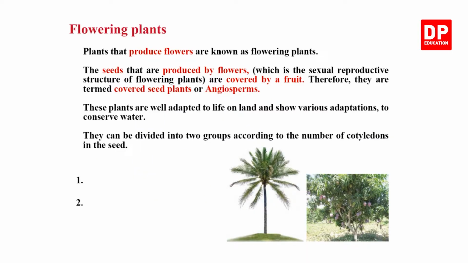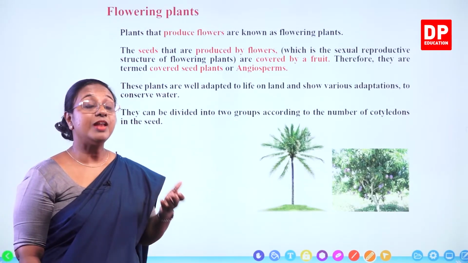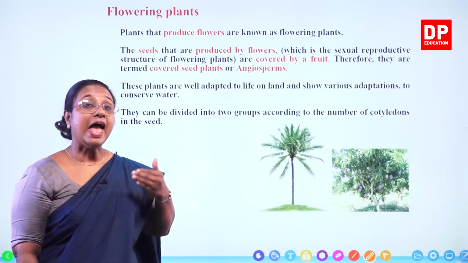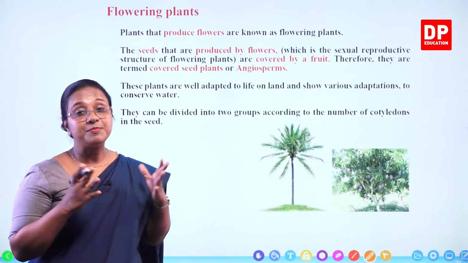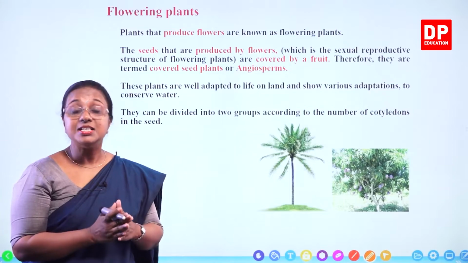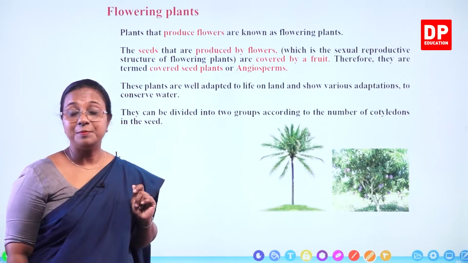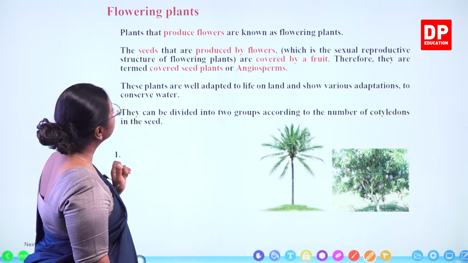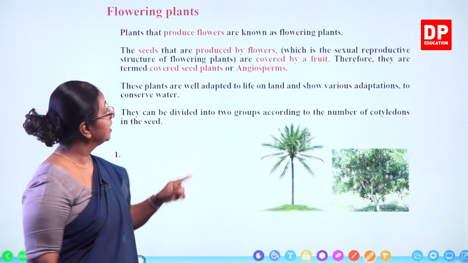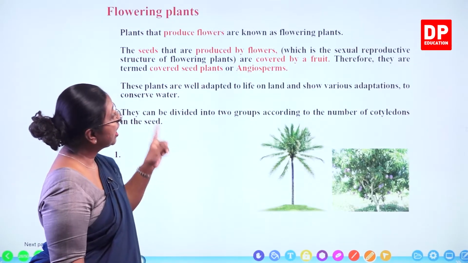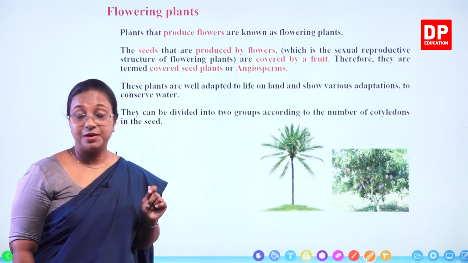Here we discuss the flowering plants. So from the name you all know, they are plants that produce flowers. Because they have flowers and they produce seeds that are covered by a fruit, and that's a very well developed seed and fruit, we call them angiosperms. So plants that produce flowers are known as flowering plants. The seeds that are produced by flowers, which is the sexual reproductive structure of flowering plants, are covered by a fruit. Therefore, they are termed covered seed plants or angiosperms.